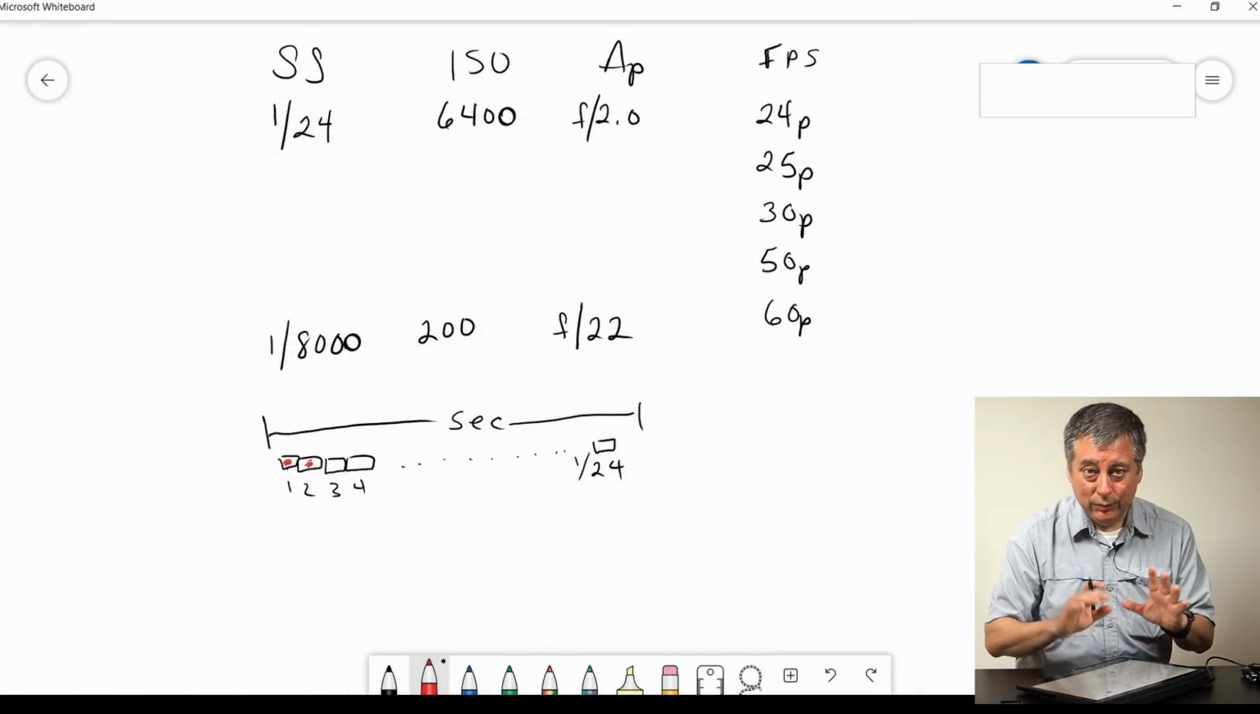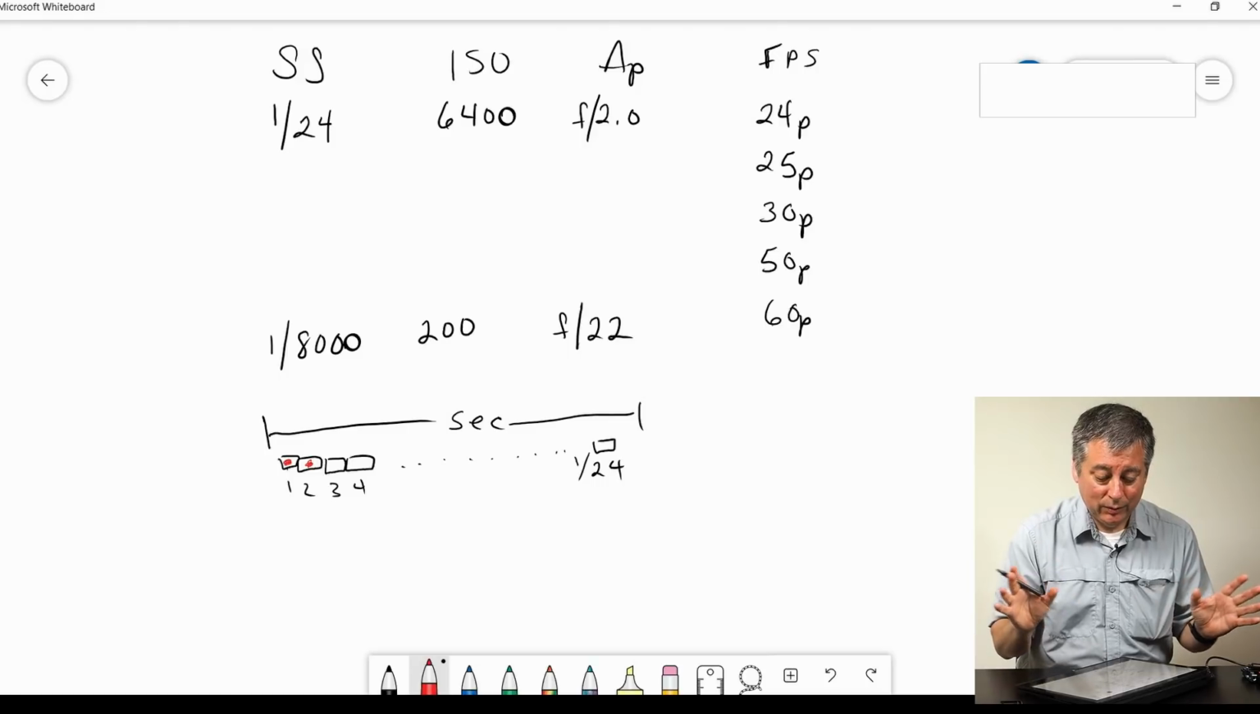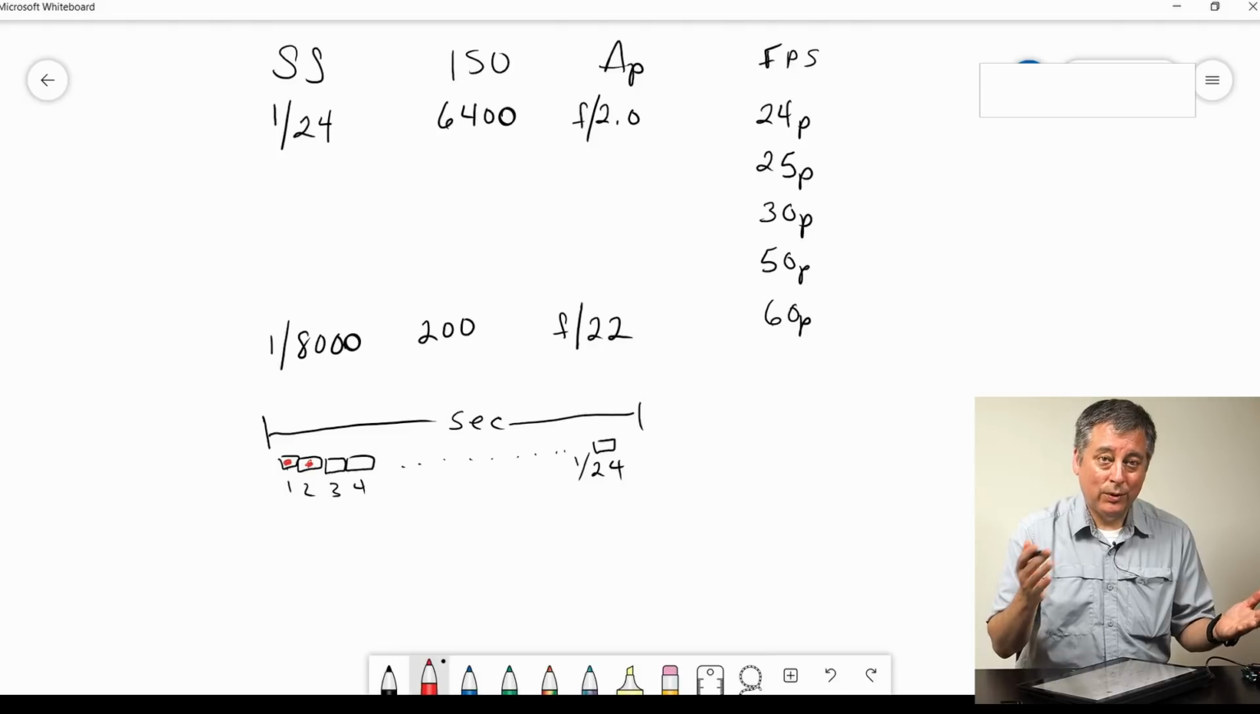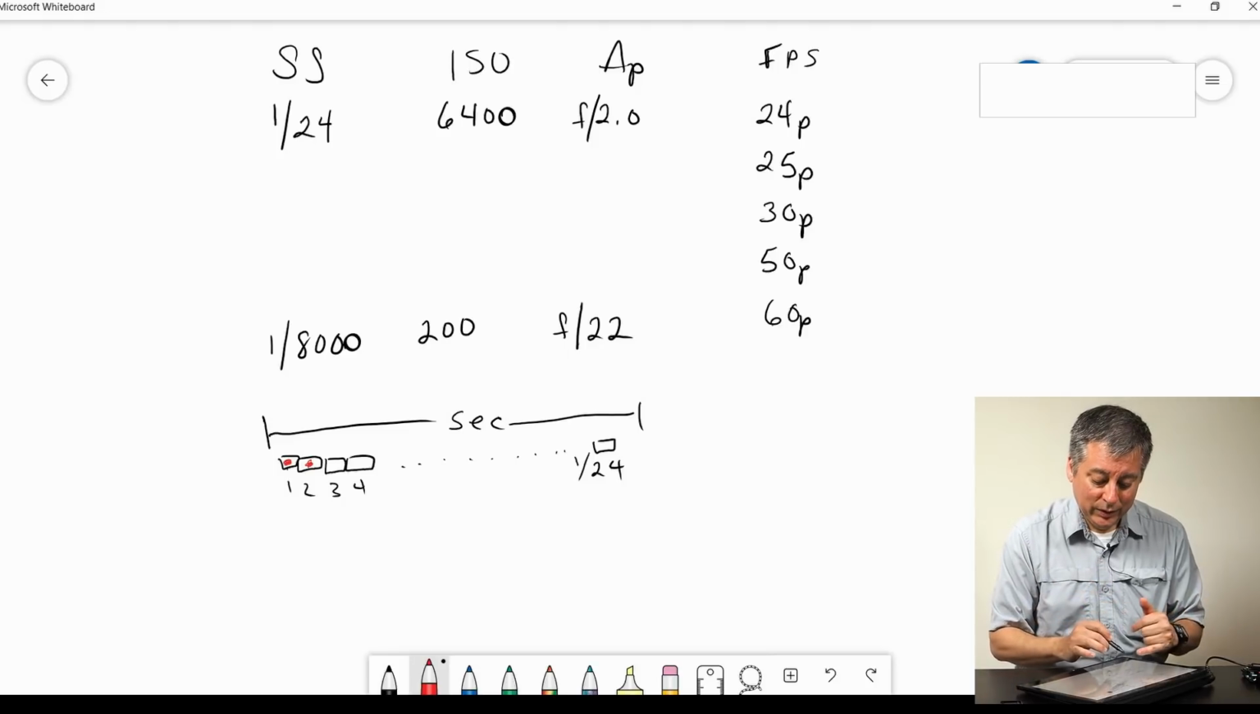But if we just want to take a regular video, we don't want that, right? We want a normal looking video. So why not just use a much faster shutter speed? Like I was saying, we can use 1/100th, 1/400th. Well, the problem with doing that when you're at a 1/24th of a second frame rate is each frame is going to be, say, 1/400th of a second.